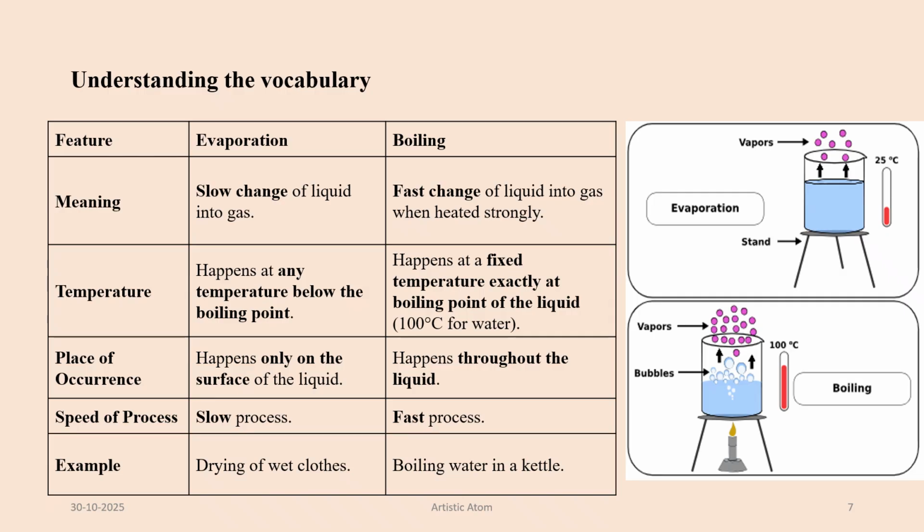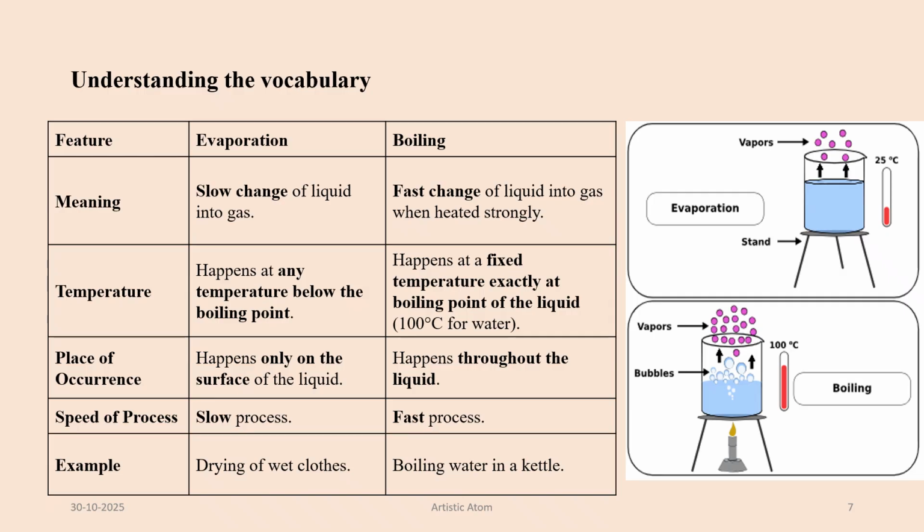And what do we call them? Yes, we call them water vapors. So boiling is a bulk phenomenon which happens throughout the liquid, and it happens exactly at 100 degrees Celsius for water. This means we can conclude that boiling is a fast change of state of liquid into gaseous, and this happens when the liquid is heated strongly.